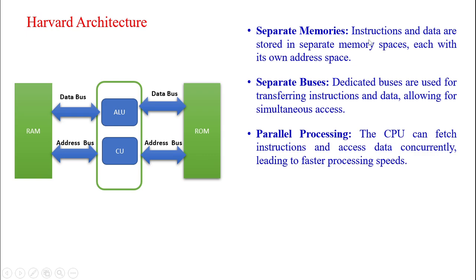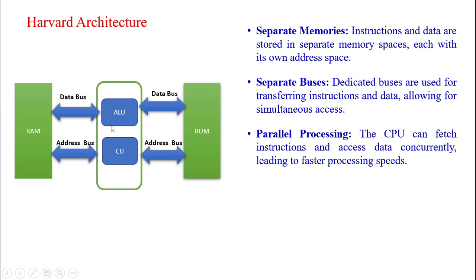Separate memories are used in the Harvard architecture. Instructions and data are stored in two different memories, RAM and ROM. In the ROM, instructions will be stored, and in the RAM, data will be stored. Separate buses: dedicated buses are used separately for data, separately for instruction, separately for address, and separately for instruction address. Simultaneous access is possible.